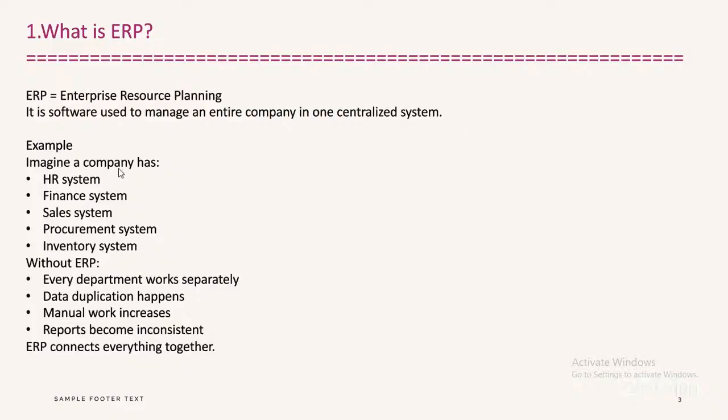For example, every company has an HR system, finance system, sales system, procurement system, and inventory system, and not only these, there will be many systems in real life. Without ERP, every department works separately, so there is a chance of data duplication, manual work increases, and reports become inconsistent. That is the reason ERP is very helpful here. It will connect everything together, every system together.